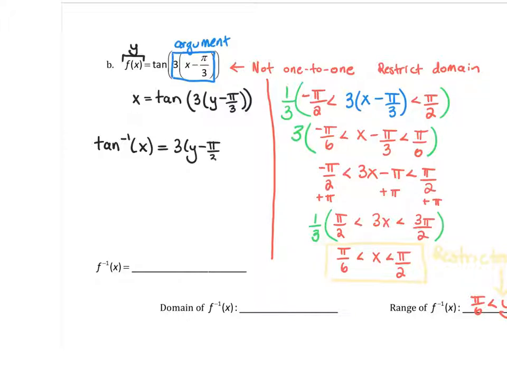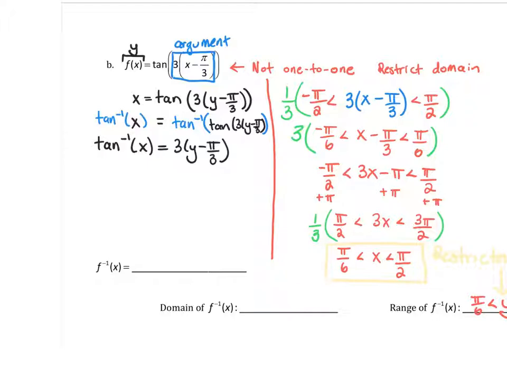You could just translate this directly to saying inverse tangent of x equals 3 times y subtract pi over 3. Or you could go ahead and actually apply an inverse tangent function to both sides of this. Either way you do this is fine because they're both going to get you to the same place. So I'm going to take the inverse tangent of x on the left and the inverse tangent of the tangent of 3 times y minus pi over 3 on the right, and then use the cancellation properties on the right.